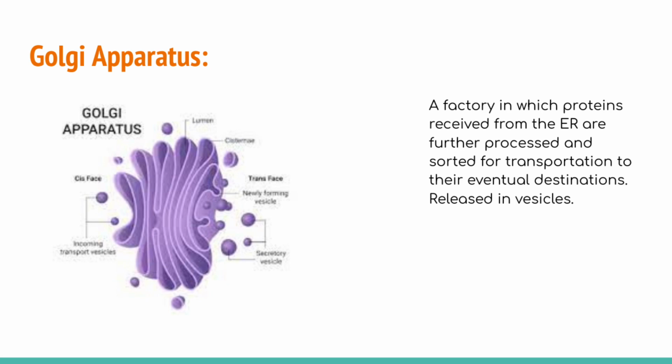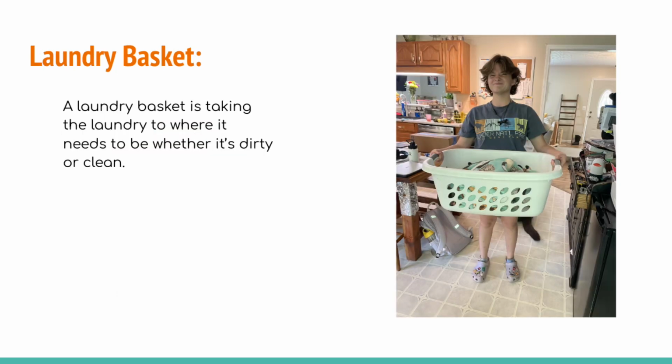It is a factory in which proteins received from the endoplasmic reticulum are further processed and sorted for transportation to the eventual destinations. These proteins are then released into vesicles. A laundry basket is taking the laundry where it needs to be, whether it's dirty or clean. This relates to the Golgi apparatus because they are both taking certain things related to their use and taking them places that they need to go later.